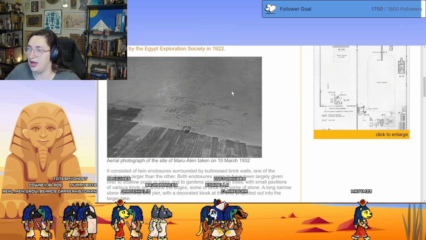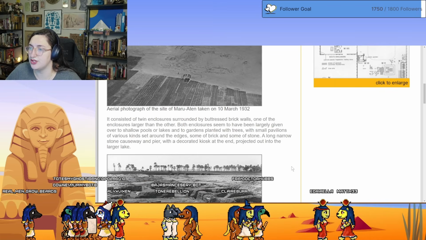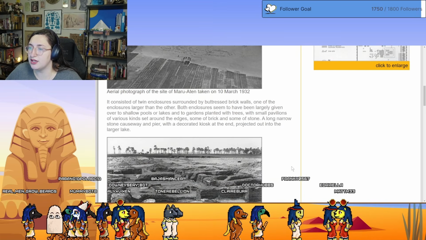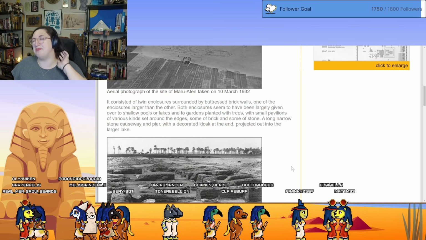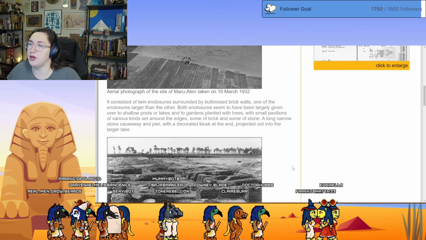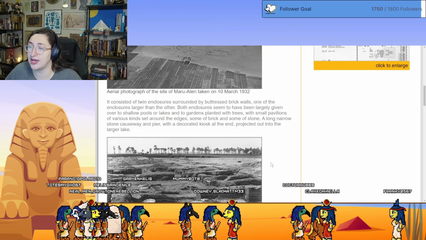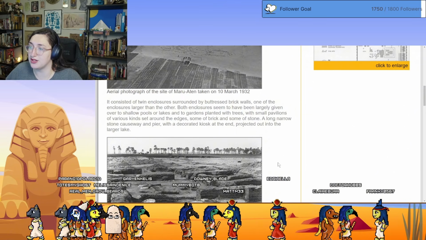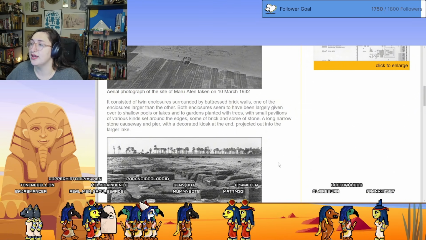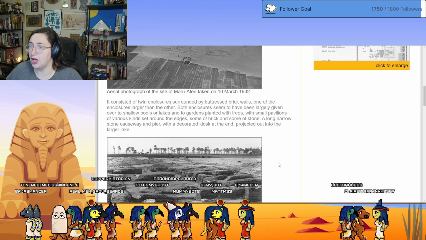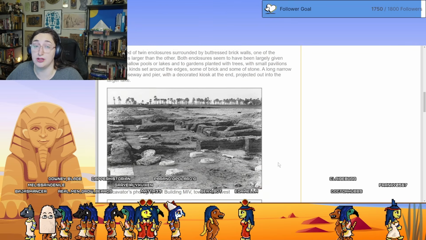So here you have an aerial sight of the Maruatan in 1932. It consisted of twin enclosures surrounded by buttressed brick walls, one of the enclosures larger than the other. Both enclosures seem to have been largely given over to shallow pools or lakes and to gardens planted with trees, with small pavilions of various kinds set around the edges, some of brick and some of stone. A long narrow stone causeway and pier with a decorated kiosk at the end projected out into a larger lake.